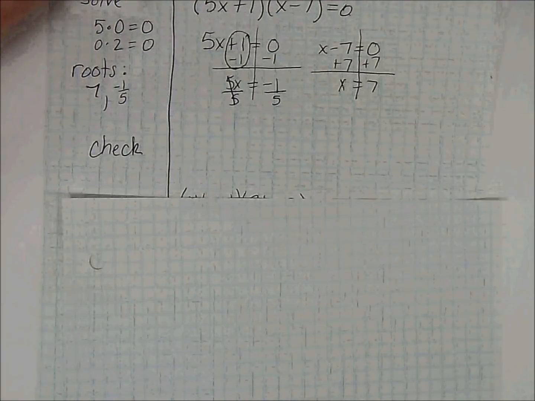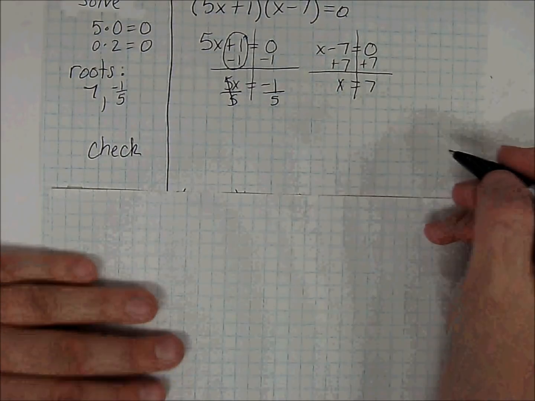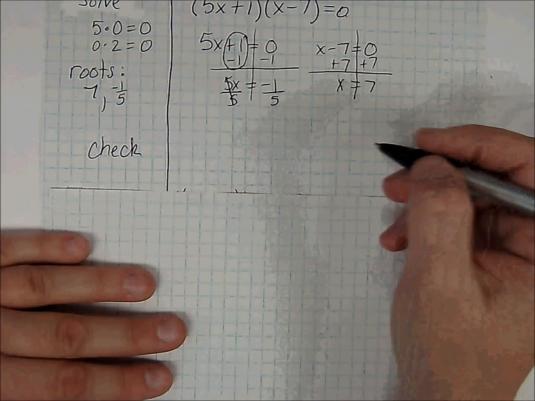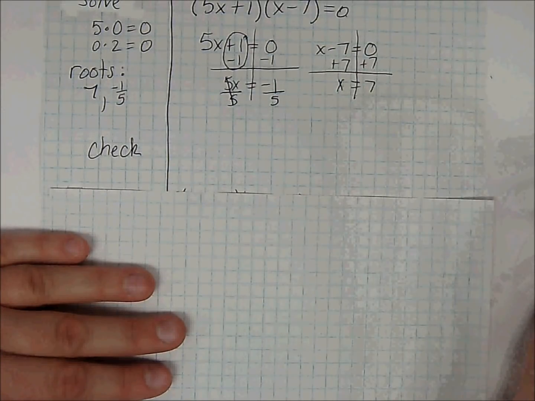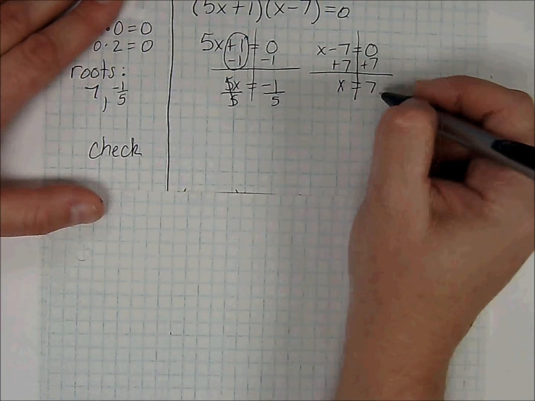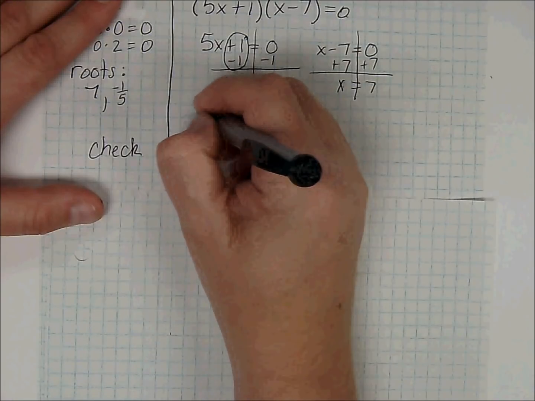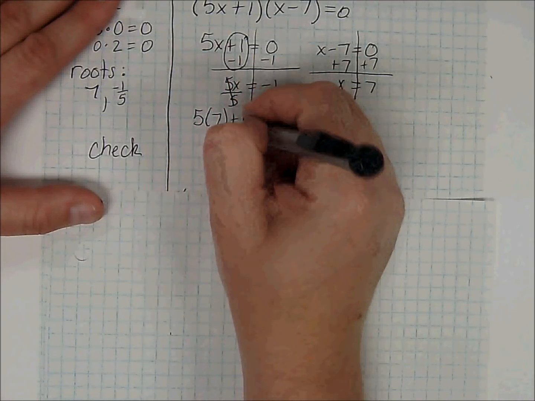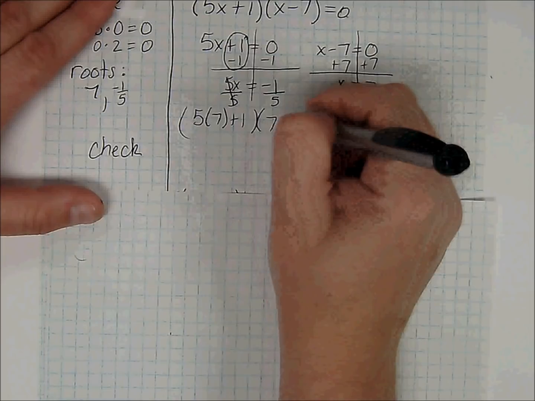Now I know you were waiting for this. We're going to do a check. How we do a check is we go back into the problem and plug it in and see if we get 0. So let's start with the 7. 5 times 7 plus 1, times 7 minus 7 equals 0.